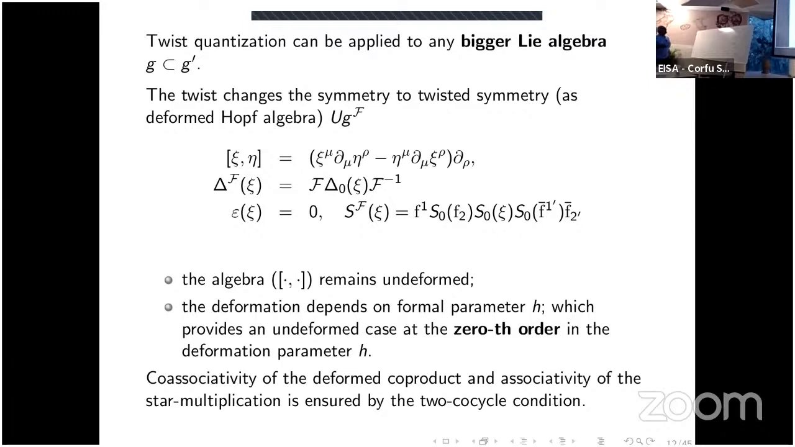And then having a twist, we can quantize our Hopf algebra, and usually it is done in the canonical way by deformation of the coproduct, leaving algebraic relations untouched. But as we know, in the quasi-triangular case, when the classical R matrix satisfies the modified Yang-Baxter equation, usually one ends up with deformed algebraic relations.